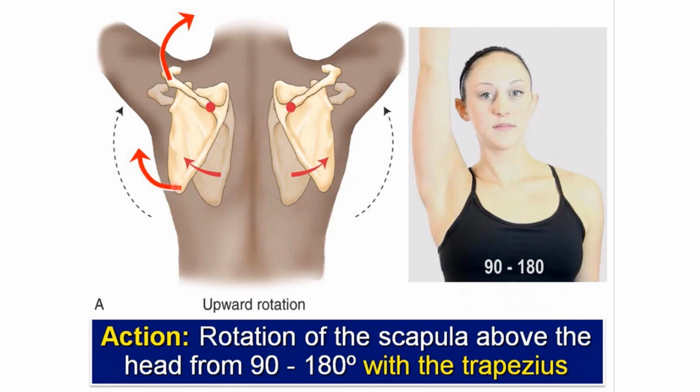So if you want to move your hand above your head, or move your hand from 90 to 180 degrees, you need two muscles, the trapezius muscle and then the serratus anterior muscle. What will the trapezius muscle do? The trapezius muscle will move the scapula upwards, and then the serratus anterior muscle will move the scapula outwards. That is how you would move your hand above your head from 90 to 180 degrees. Mind you, from 0 to 90 degrees is done by separate muscles.